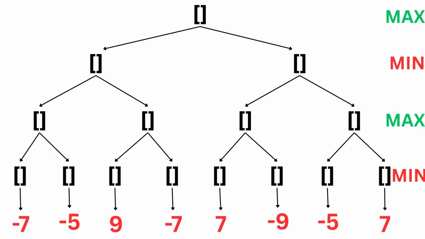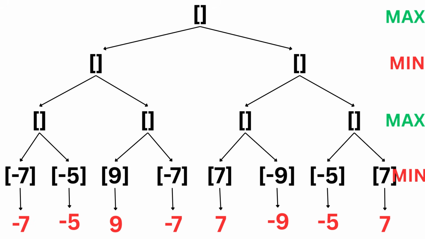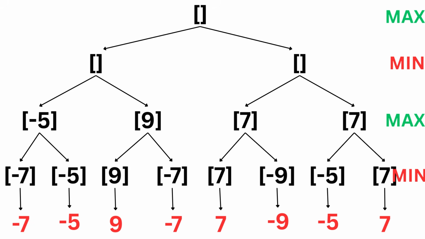So now we have this tree with the utility values at the leaf nodes. Let's apply the MinMax algorithm on this tree. All the leaf node values will be passed on to their parent on the min level. The above level is the max level. So between -7 and -5, -5 will be passed on to the parent. Between 9 and -7, 9 will be passed on to the parent. And between 7 and -9, 7 will be selected for the parent. And between -5 and 7, again 7 will be selected at the max level.